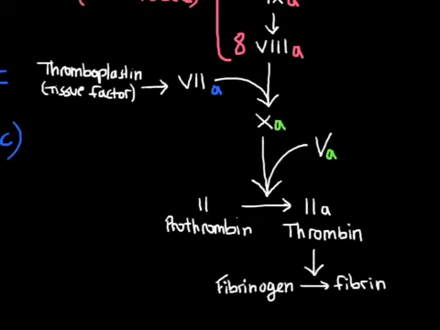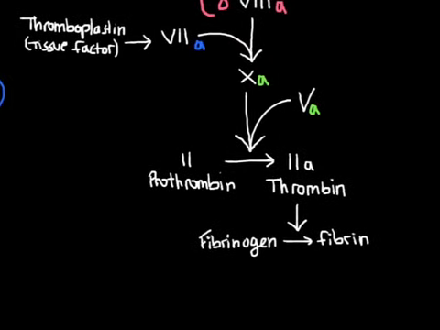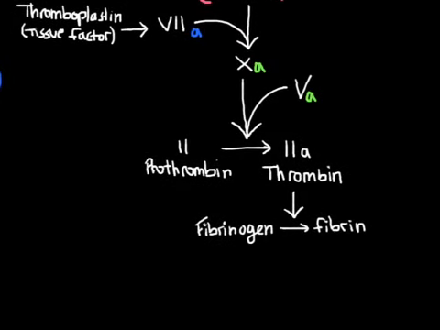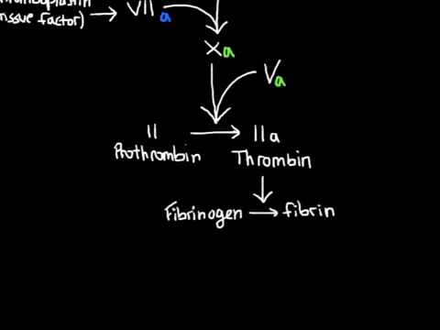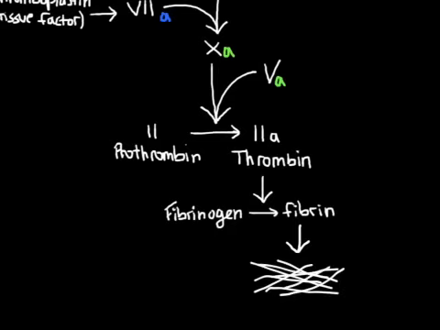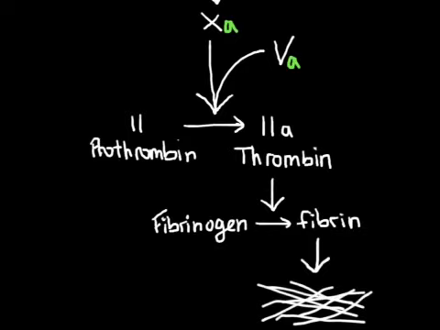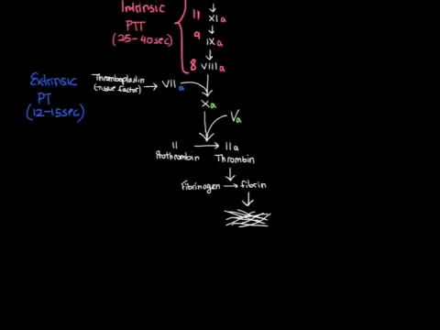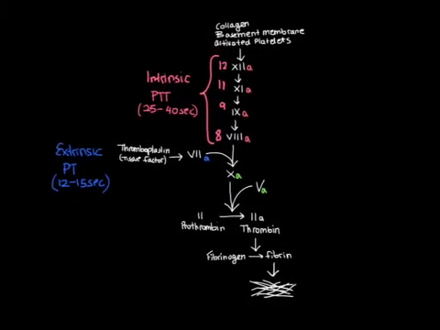Thrombin then activates fibrinogen, breaking it down into fibrin monomers. These monomers then aggregate together to form a fibrin mesh. So this mesh here will stabilize the platelet plug. So the coagulation cascade at first can look quite daunting, but actually it's really not that bad.